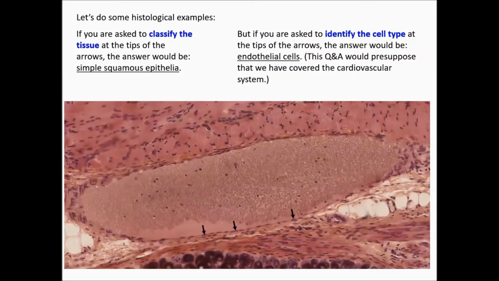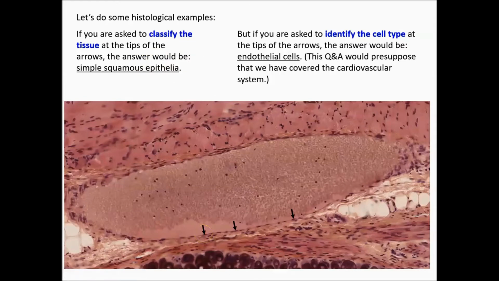Let's do some histological examples to make this easier for you. If you were asked to classify the tissue at the tips of the arrows, that means these cells right along this border right here, the answer would be simple squamous epithelia. You know that epithelia line surfaces and are the border between the lumen, which in this case is a blood vessel, and the underlying tissue. So that would tell you it was an epithelia. And it's very flat, and it's a single layer, so simple squamous epithelia is the answer.